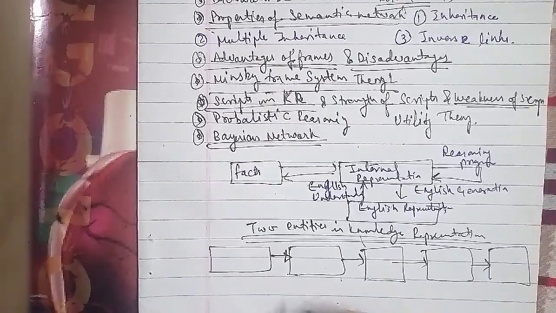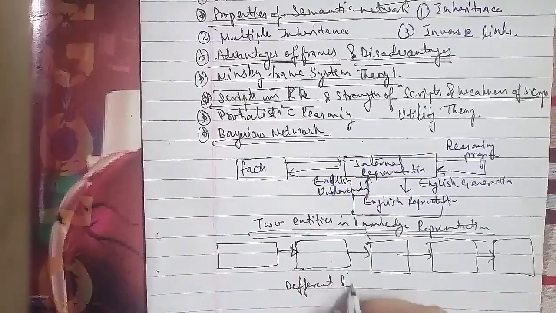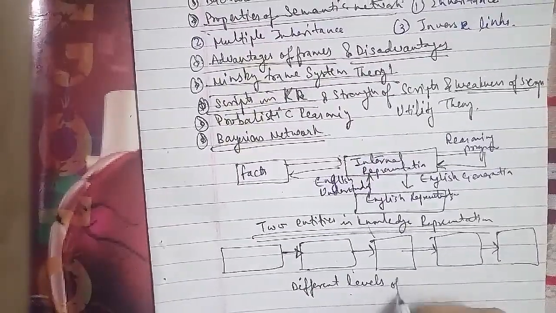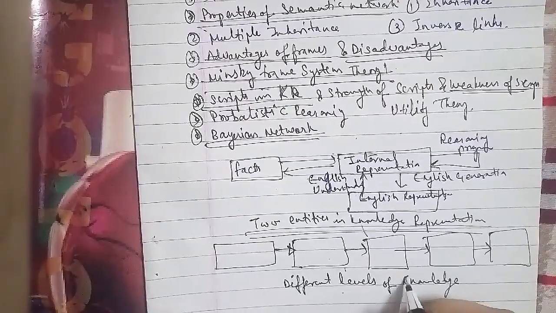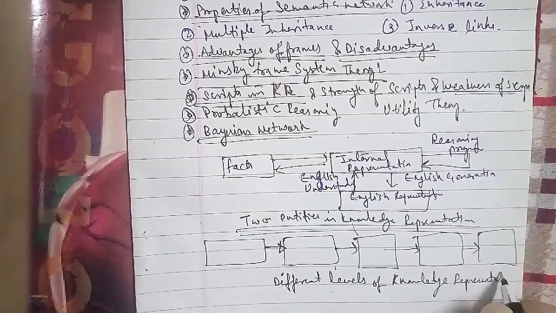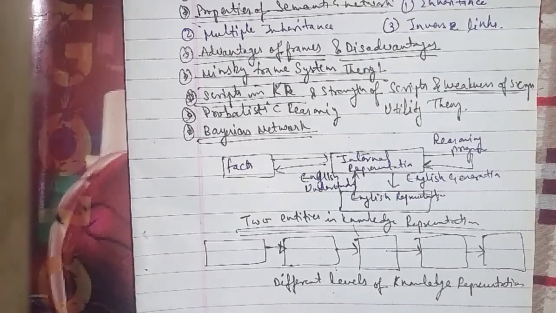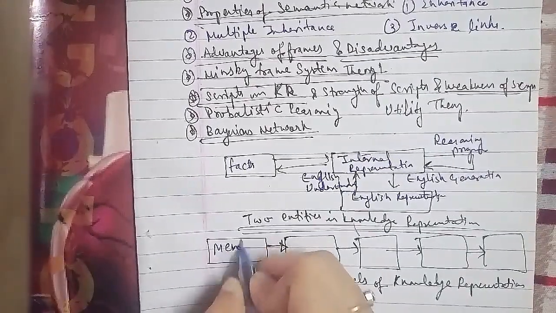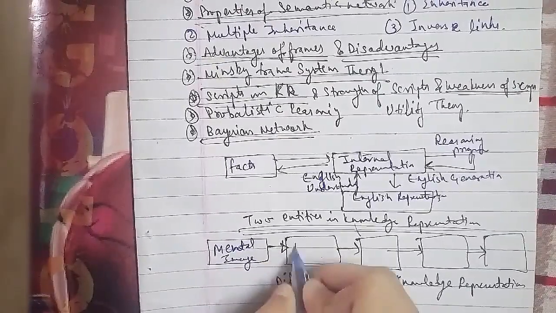The first we have here is the mental image. Second is the written text. Third is the character string. The fourth is the binary number. And this is the magnetic spots. These are your different levels of knowledge representation here.